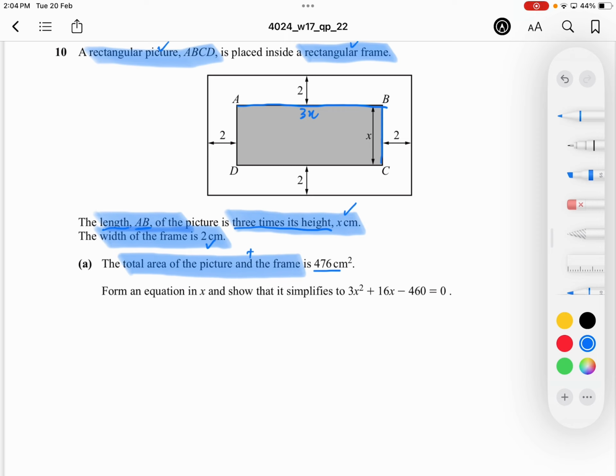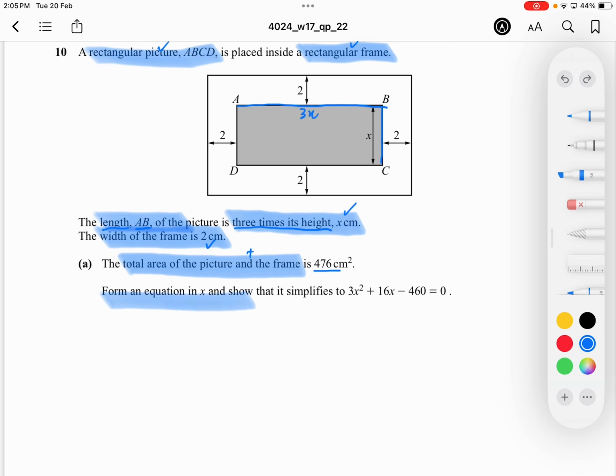That means, if I were to ask you to shade, where is the measurement for 476? Where would you shade? All of it. Good. So all of this, picture and the frame is 476. Okay? So let me just erase that one so we don't get confused. Okay? So that's the thinking.